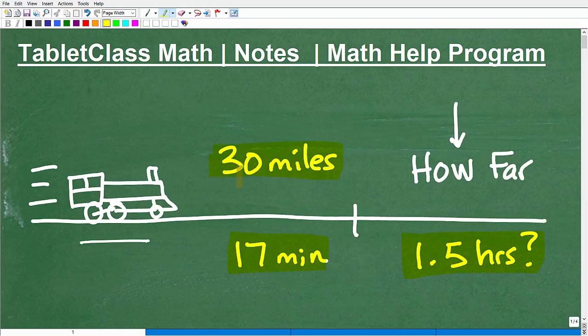And again, the train has already traveled 30 miles in 17 minutes. Okay. How far is it going to travel in an hour and a half? So we're going to get into this problem. I'm going to teach you how to solve this in two different ways, and it's going to reinforce two major concepts in algebra that you need to know.